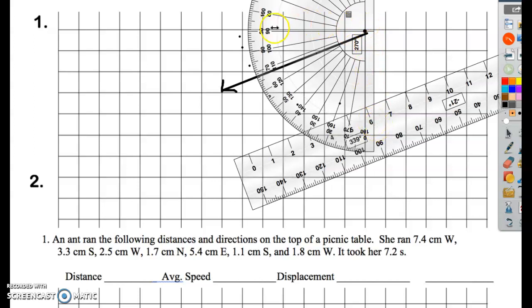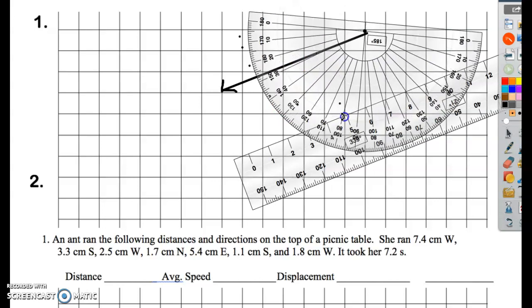You get 90, because in this whole area between south and west is 90 degrees. But if you get the wrong one, 65 instead of 22, that's going to happen a lot this year, especially when we first start out. So make sure you're always measuring from east or from west.